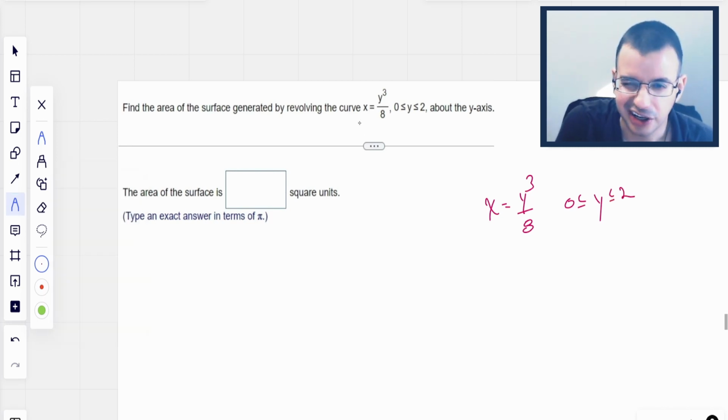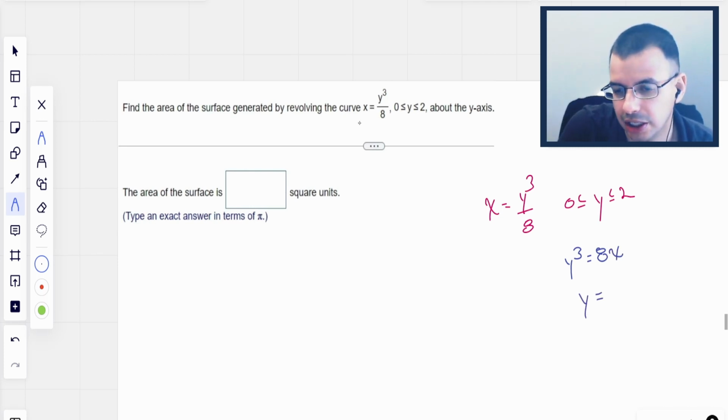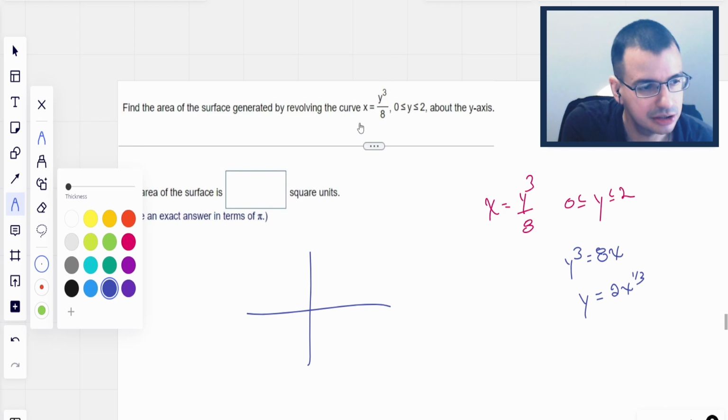And since I don't intuitively understand things written in terms of y, I'm just going to flip it around. So we're going to say y cubed equals 8x, cube rooting both sides. We're going to get y equals 2x to the 1/3. Okay. Now I'm going to draw a picture because pictures are nice.